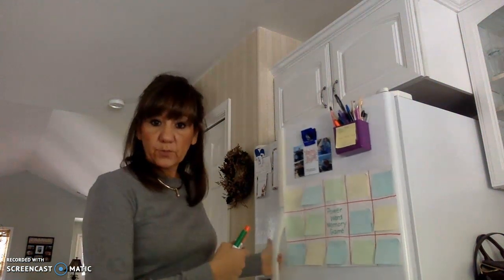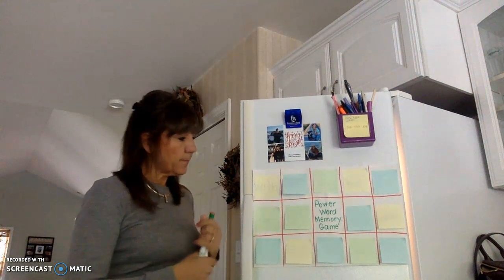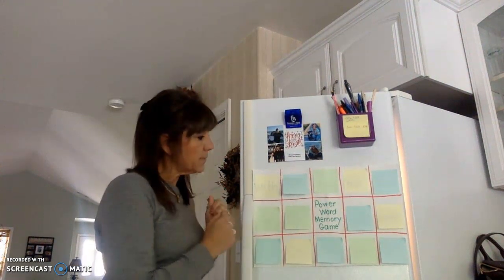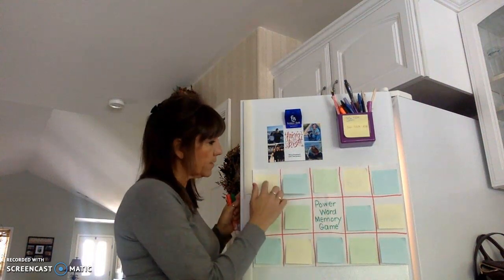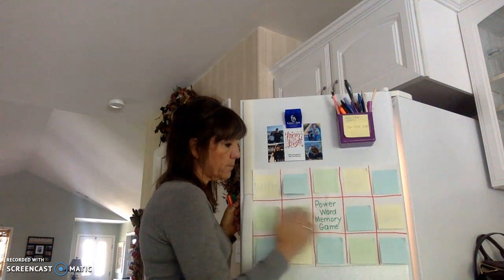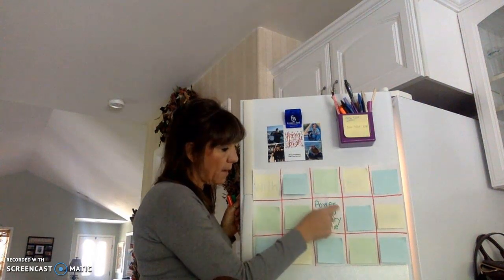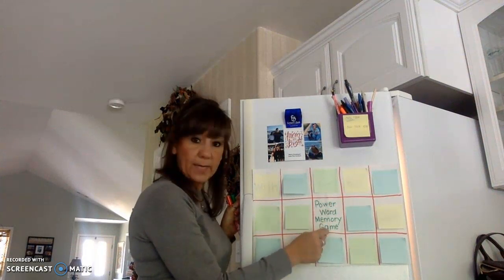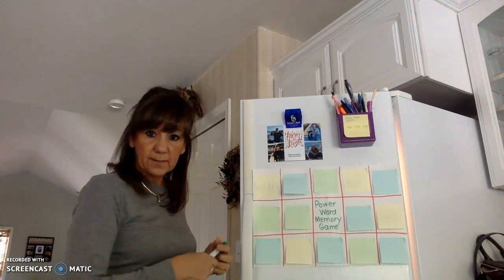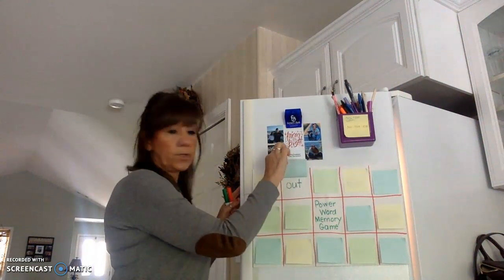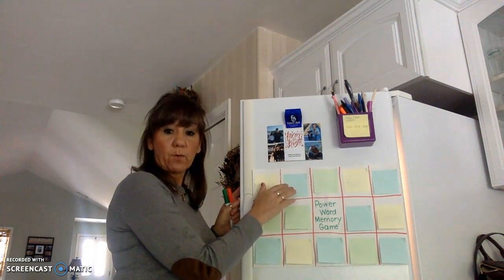What we're going to do first is I'm going to use my refrigerator again. This is a game board that I made. I drew red lines instead of the black lines. Same thing, I put 5 sticky notes across the top, the middle, and the bottom. I did not put one right here in the very middle. Instead, I wrote Power Word Memory Game. I'm not going to need to use that square. Then what I did is I wrote words, power words.